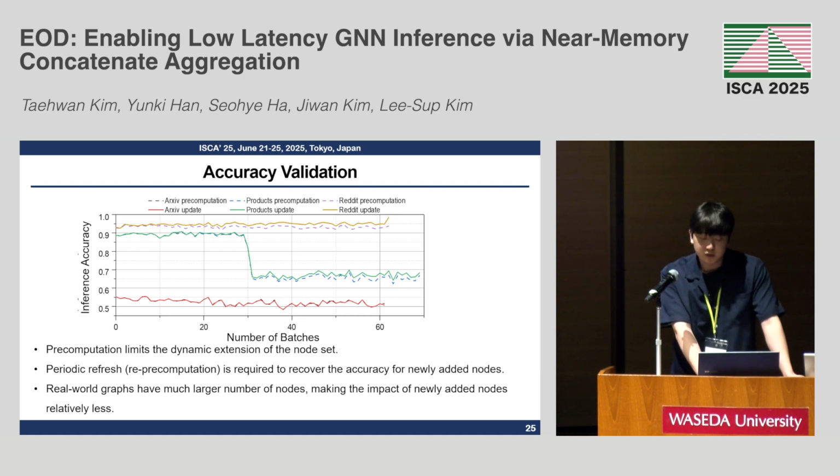This figure shows accuracy validation. Pre-computation limits dynamically extending the node set with newly added nodes. As new batches are added, the accuracy of the pre-computation case appears relatively lower. Therefore, periodic pre-computation refresh is required to recover the accuracy for newly added nodes. Real-world graphs have a much larger node set, making the impact of newly added nodes relatively less. It means real-world graphs have a longer refresh period.